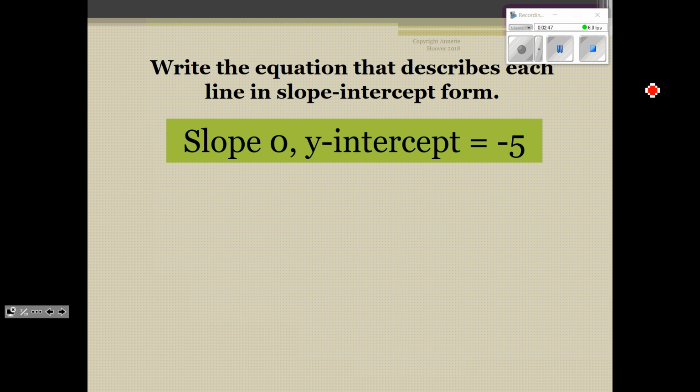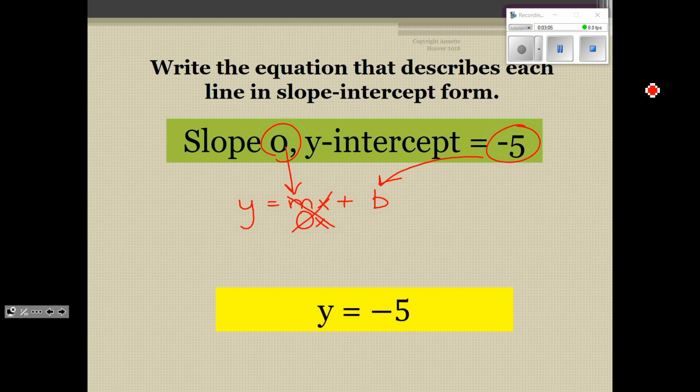For more practice, with our equation y equals mx plus b, if the slope is 0, well, any number times 0 is 0, so we don't need the slope on this one because there's a 0 slope. And we fill in a negative 5 for the y-intercept, so that leaves us with y equals negative 5, which is a linear equation. You just go down to negative 5 on the y-axis and draw a horizontal line, which has a 0 slope.